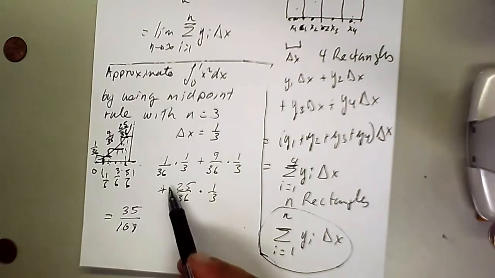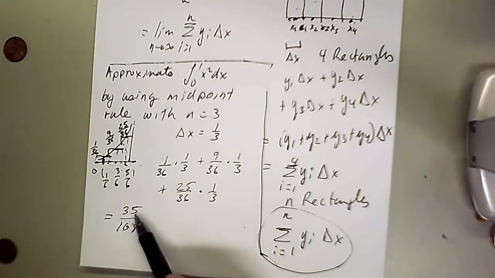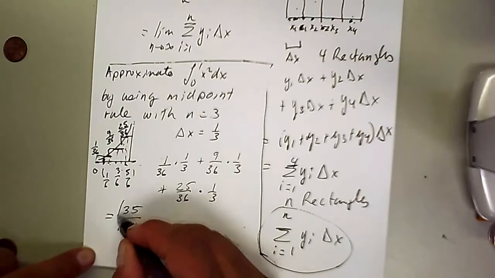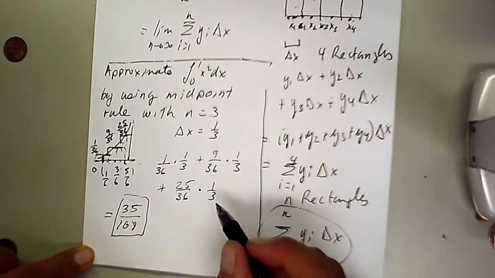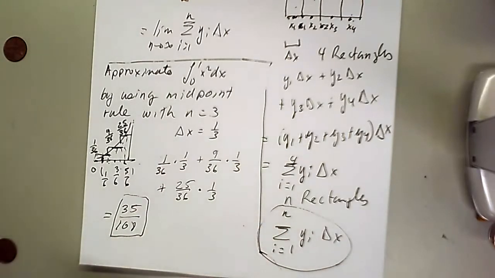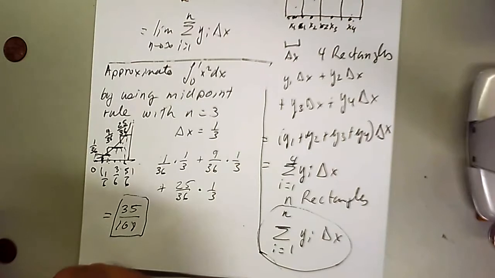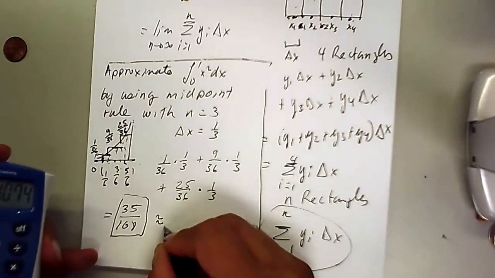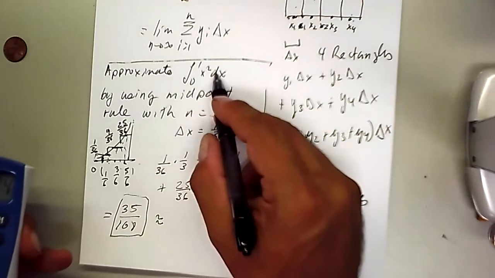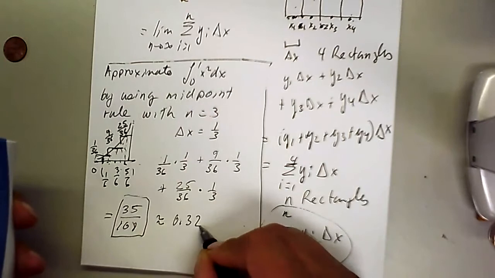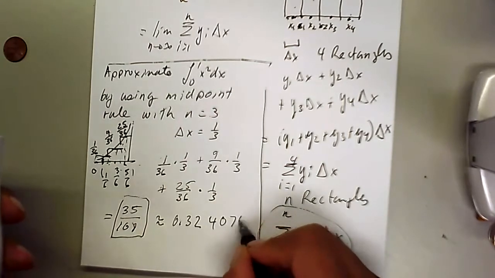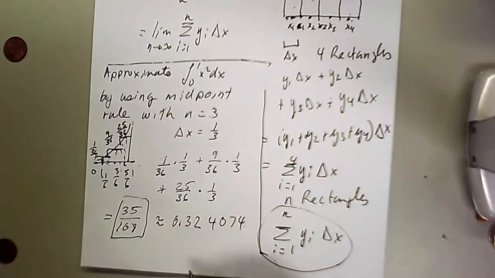So this is a bunch of 3s and 2s and 7 and 5, so we cannot simplify that. That is the exact approximation to this integral. 35 over 108, by the way, 35 divided by 108 is about 0.32474. So I'm just using a basic calculator to figure this out.